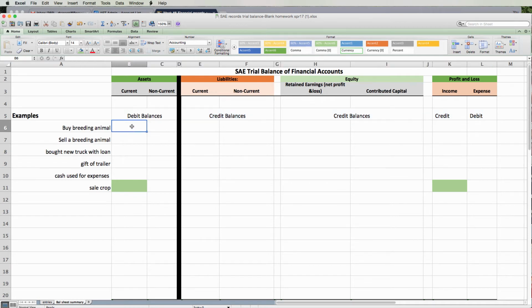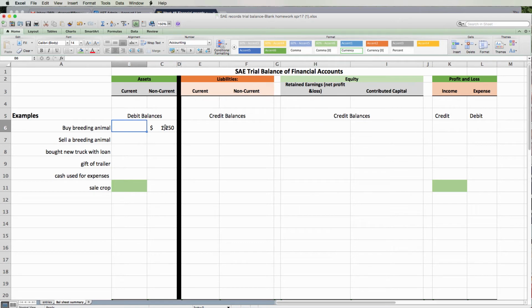Let's look at some examples doing it the old-fashioned way by hand. So if I buy a breeding animal with cash out of my account, my first question is what's the debit. The debit is I bought a new breeding animal. That's a non-current item. So let's say I bought a new breeding animal for $1,250. Well, I don't balance right now. All I've got is a debit for $1,250. I need a credit. Did I borrow the money? No. Did someone gift me the money, or did I affect income and expense? The answer is no. I took cash out of my bank account.